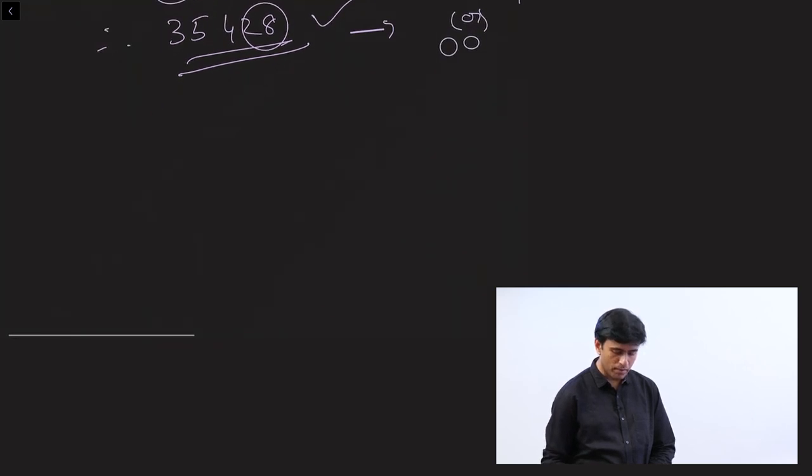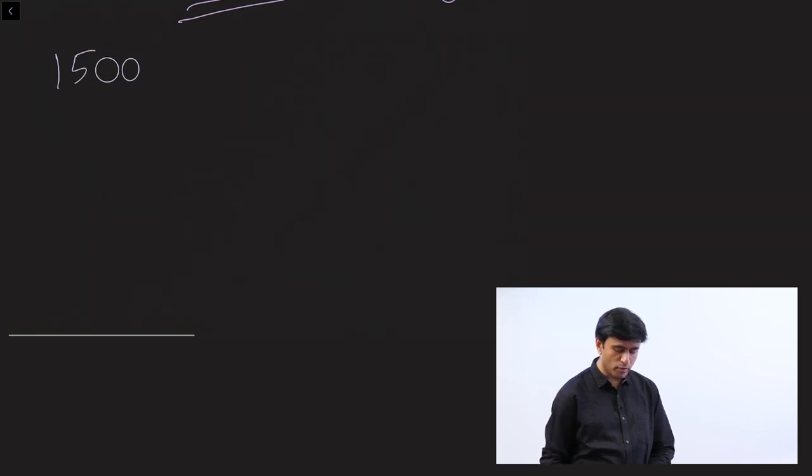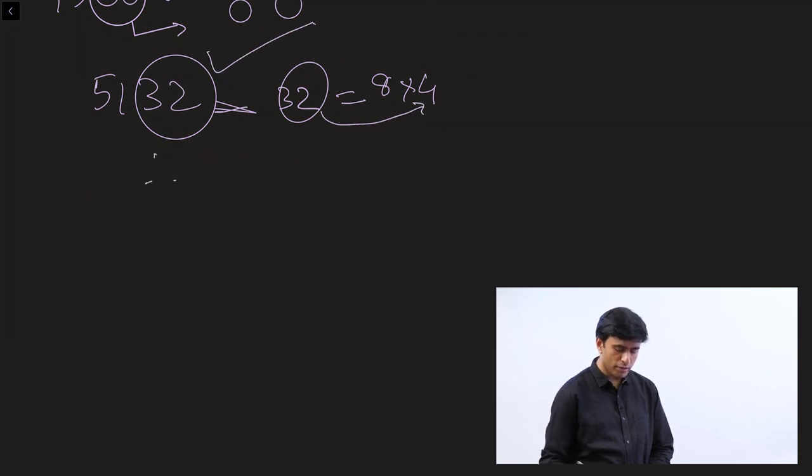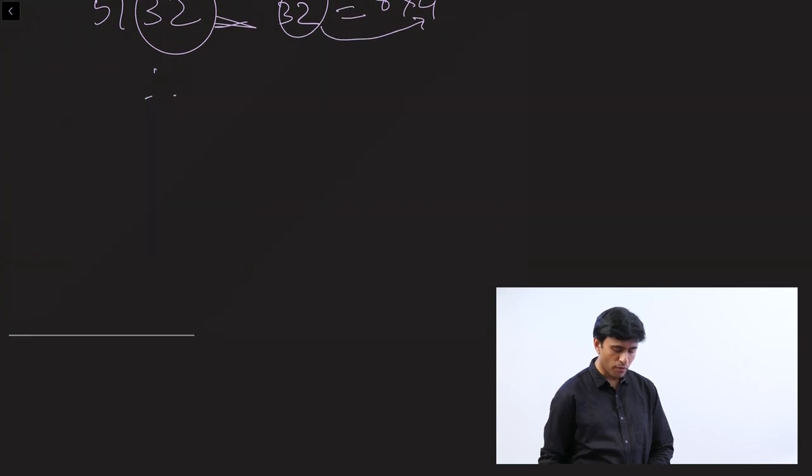Let's take another example. How about 1500? Is this number divisible by 4? Yes, it is, because the last two digits have double zero. How about 5132? The last two digits, 32, is 8 into 4. 32 is a multiple of 4. Therefore, 5132 is divisible by 4.